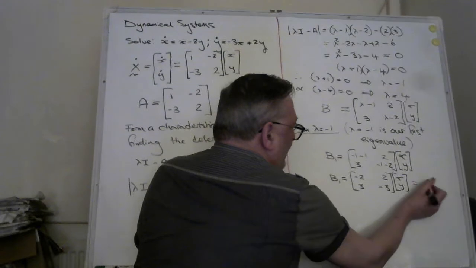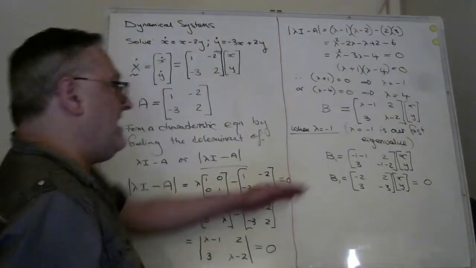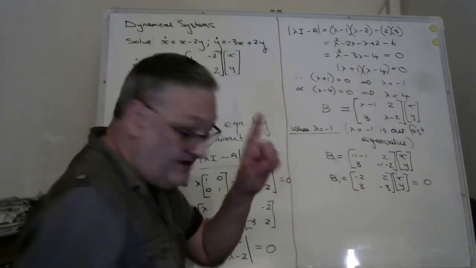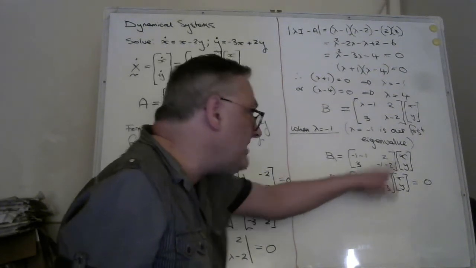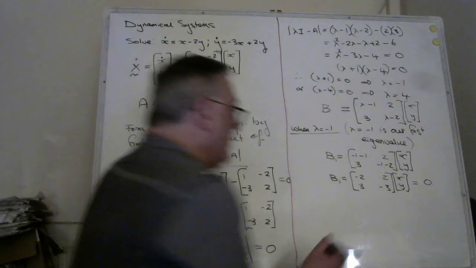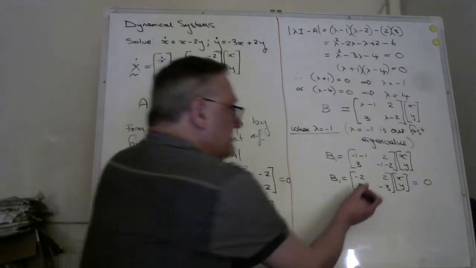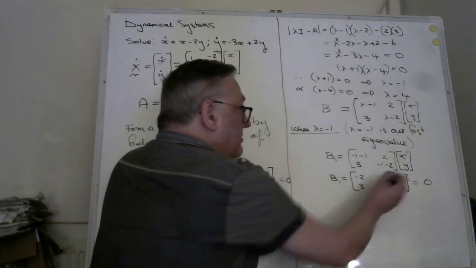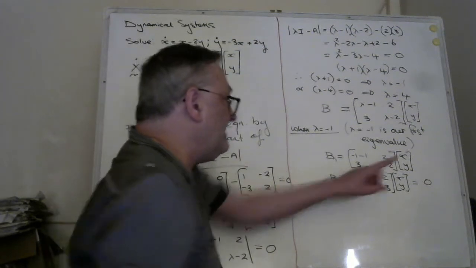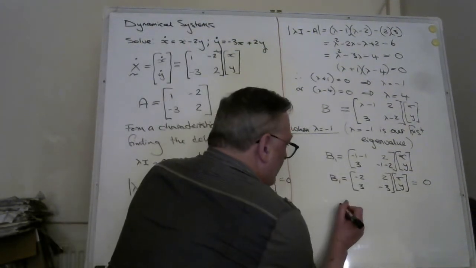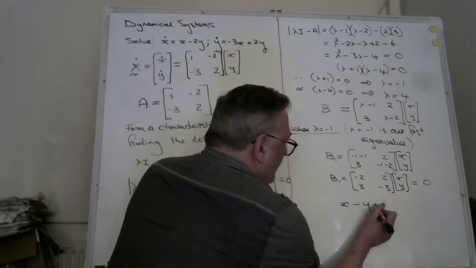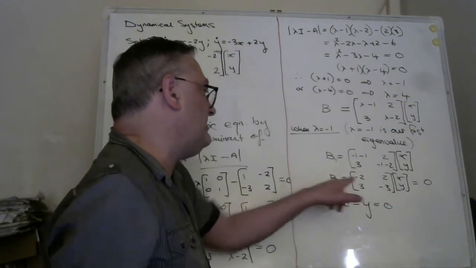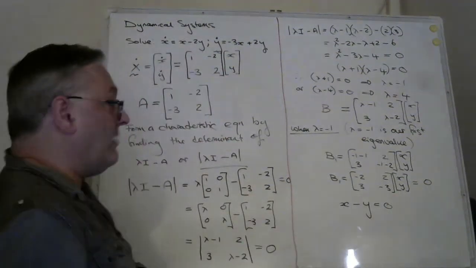For this to work, B has to be equal to 0. So this means if you cancel the top line by minus 2 and the bottom line by 3, we just get a single equation, because each of these is a multiple of that single equation. This is 2 times that equation, which is x minus y equals 0. So that is minus 2 times that equation.